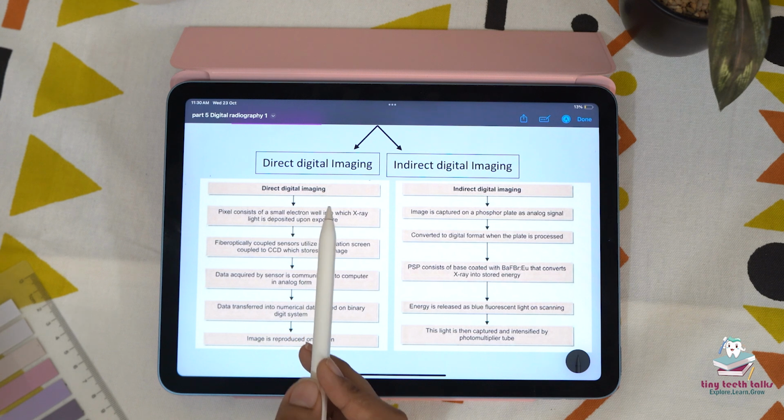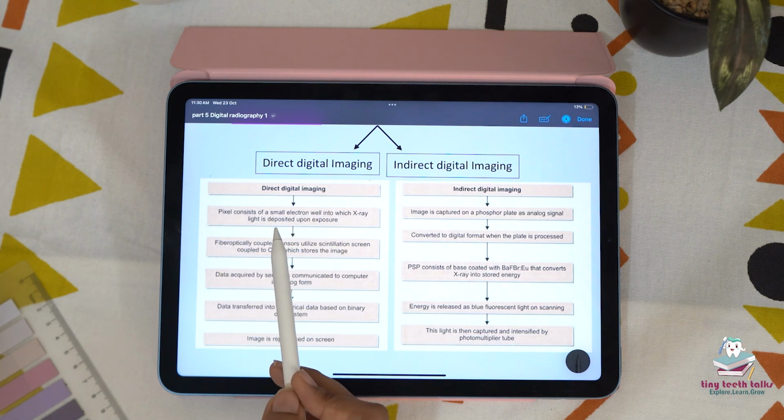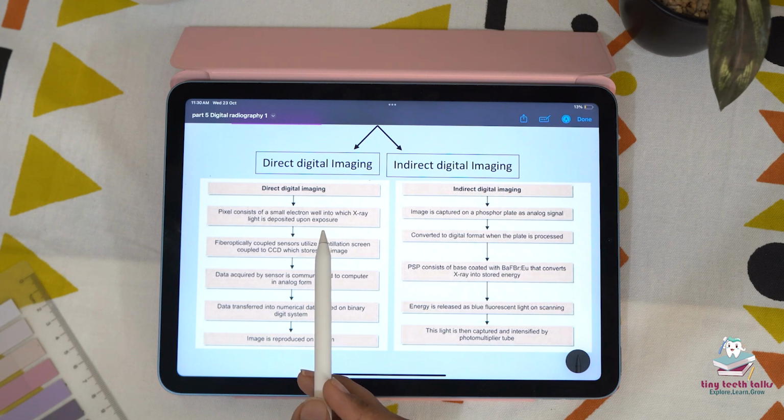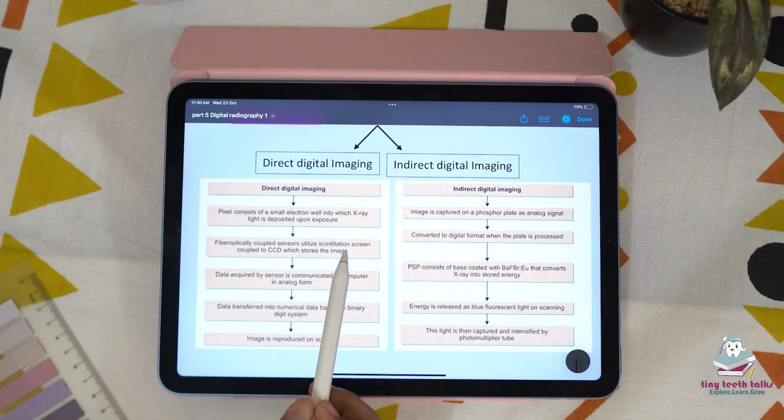In direct digital imaging, a pixel consists of a small electron well into which X-ray light is deposited upon exposure. There is a sensor which has pixels of small electron wells, and on exposure, light is deposited on this sensor. Then the fiber optically coupled sensor utilizes a scintillation screen coupled to a CCD, which stores the image. Means these sensors are made up of optical fibers and they utilize a scintillation screen. This screen converts X-ray photons into visible light photons, and this screen is connected to the charge coupled device, which is the sensor which stores the image.